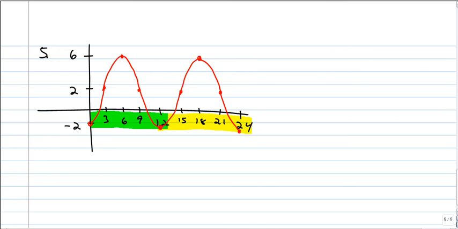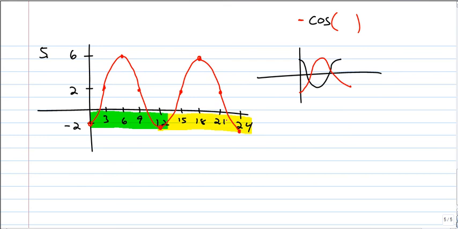Write a rule to model the height of the water. Well, I'd say it's easy, but it's cosine, right? It starts at the bottom. So, your regular cosine graph goes like this. If I put a -1 in front of cosine, it'll give me this. So that's the first thing I'm going to do, is put a negative in front of cosine.